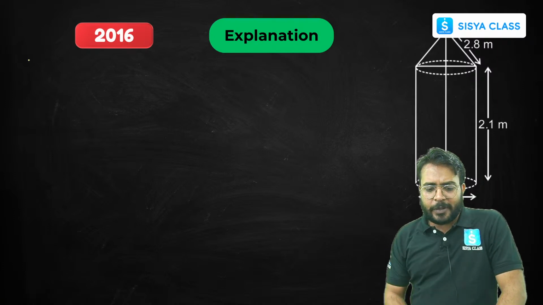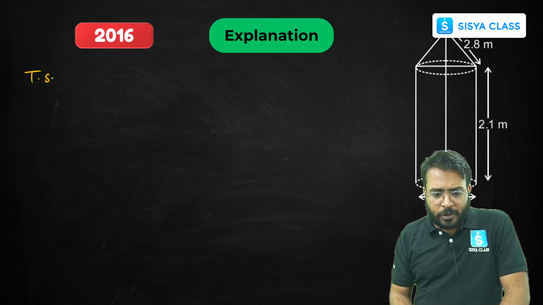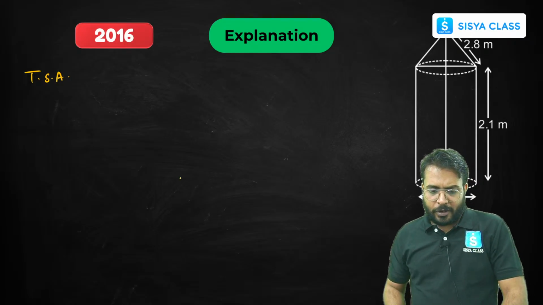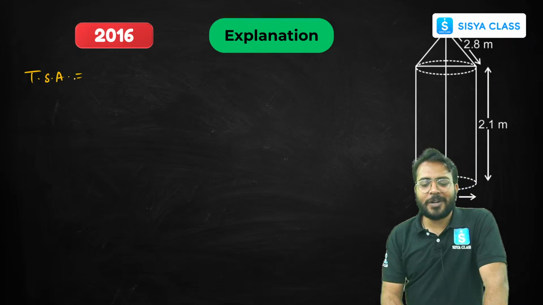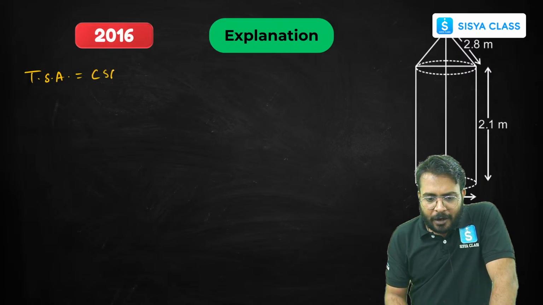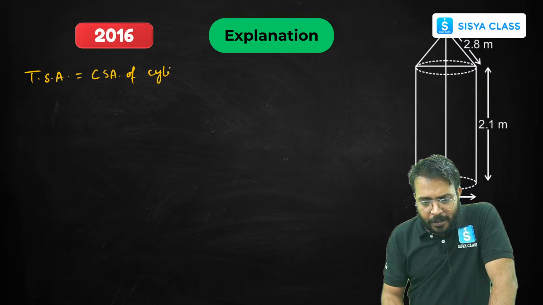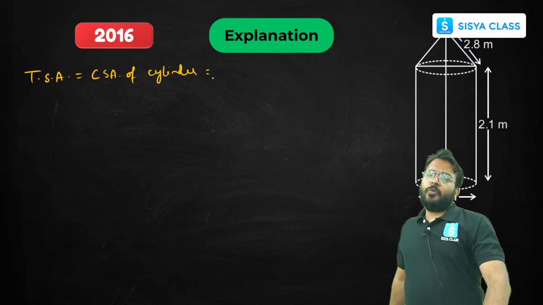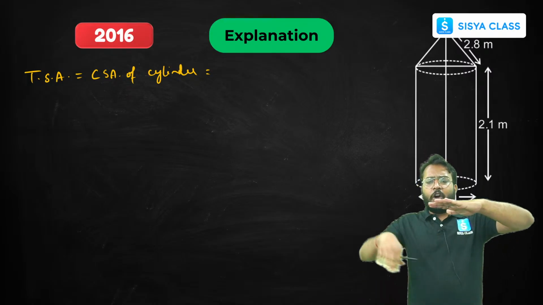How to start? We need to find out the total surface area. So how to find it? Total surface area is nothing but the curved surface area of your cylinder, the cylindrical part. Sir, here do we need to add the area of the base of the cylinder?